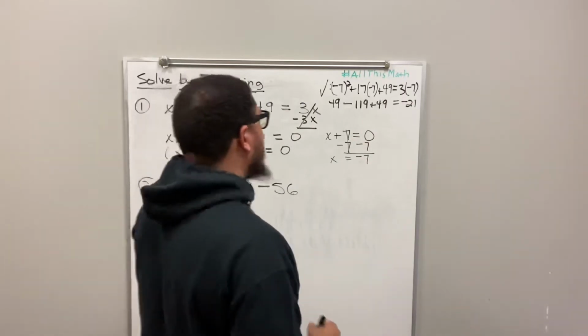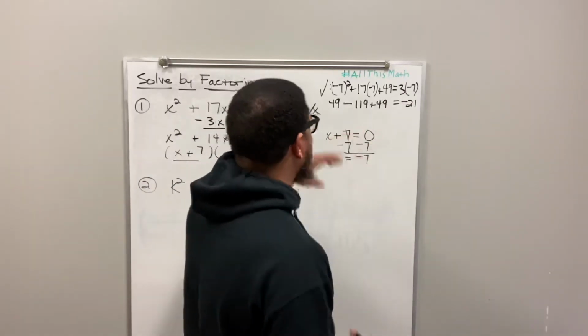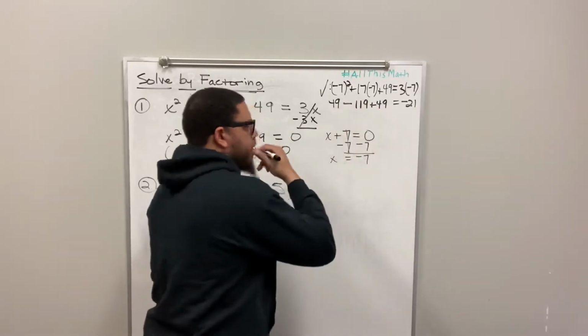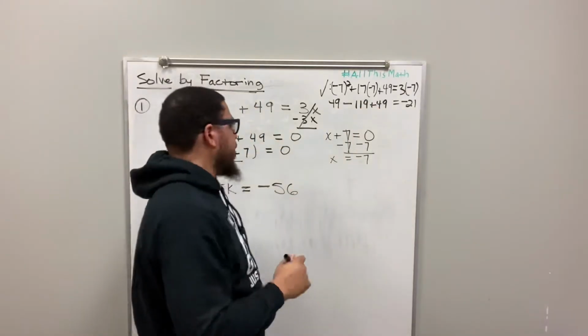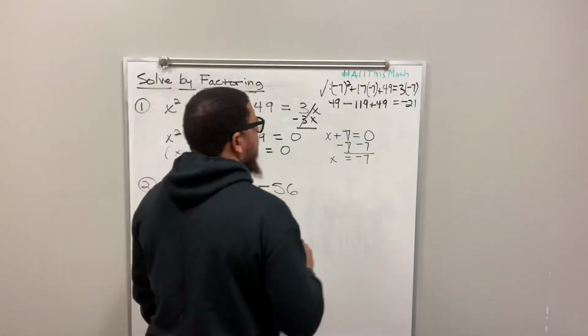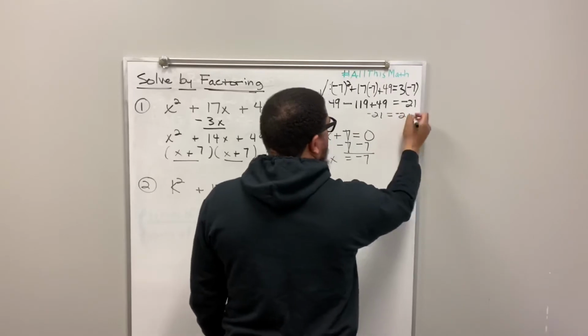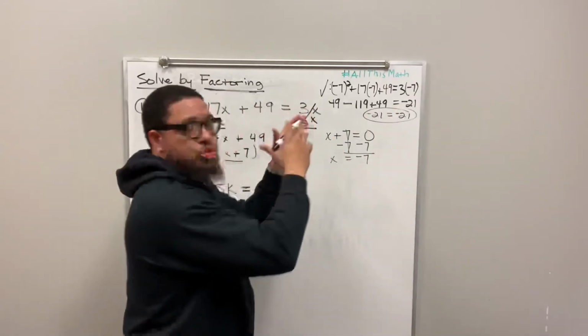All right, so I got 49 minus 119 plus 49. You know what? I'm going to add these two together. That's going to be 80 plus 18, that's going to be 98. So then 98 minus 119 is negative 21. And negative 21 does equal negative 21. So this is a true statement.